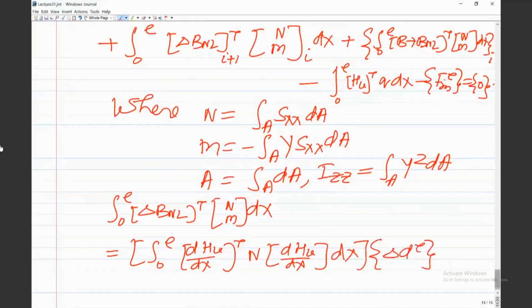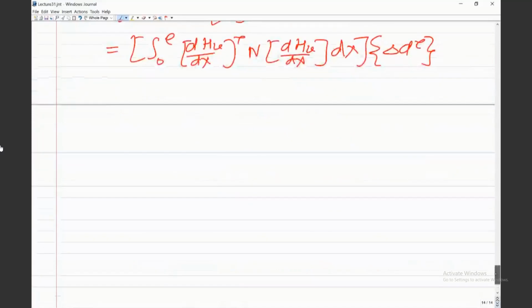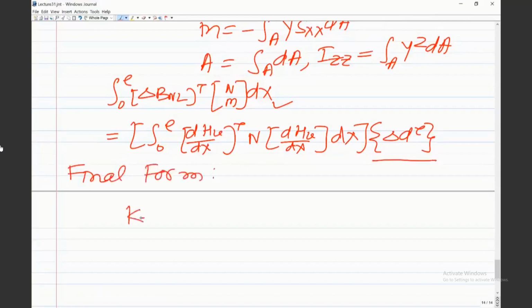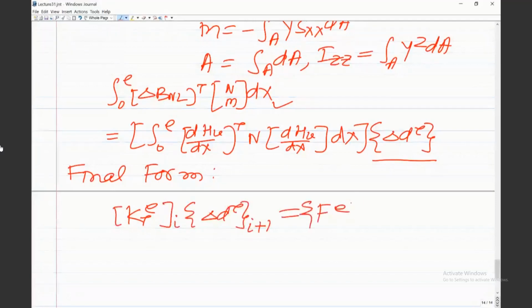So therefore finally, if you look at the expression for delta BNL, put the expression for delta BNL, multiply this, and finally take delta D common on the right hand side, you can write it like this. So the final form of the incremental form of the equation is basically your tangent stiffness matrix KTE evaluated at previous iteration into delta DE for the current iteration is equal to the total elemental load FE.